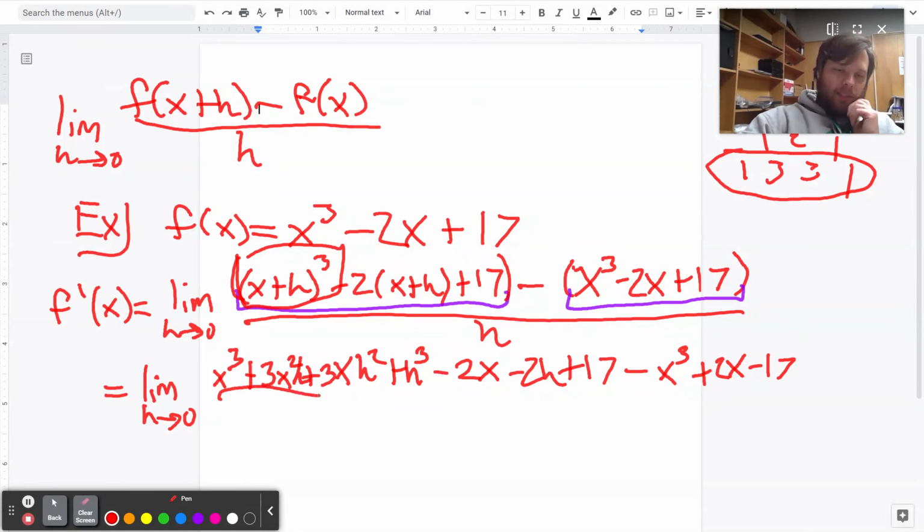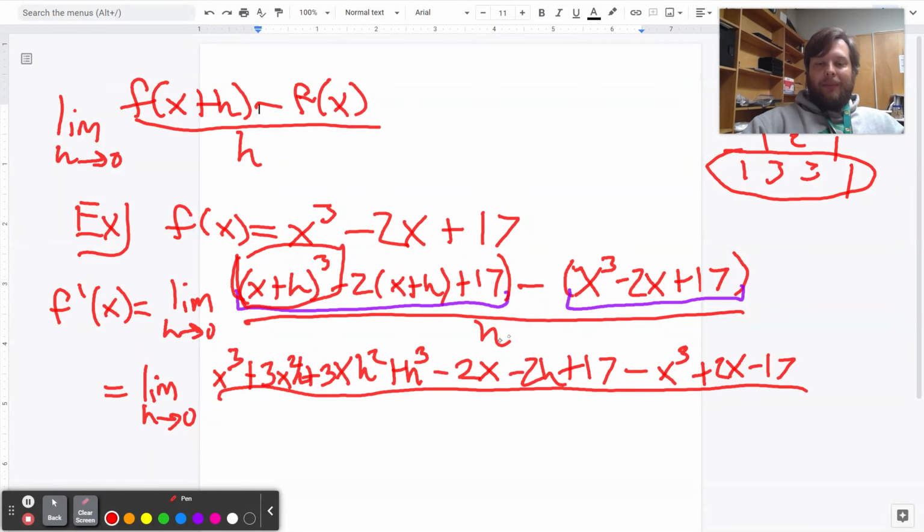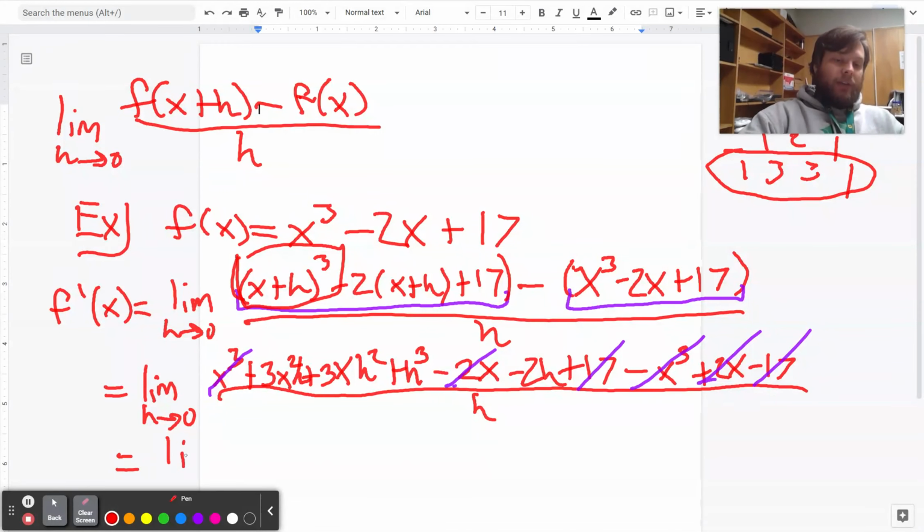And all of that is divided by h. I still can't plug in 0 for h. So what I'm hoping is that everything that does not have an h on the top will disappear. So x cubed and negative x cubed, negative 2x and positive 2x, positive 17 and negative 17. And if you did it right, there's a really good checkpoint for your work here. Everything remaining on the numerator should have an h in common, and it does. So you can factor it out.